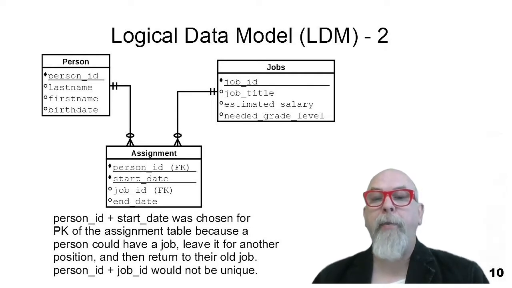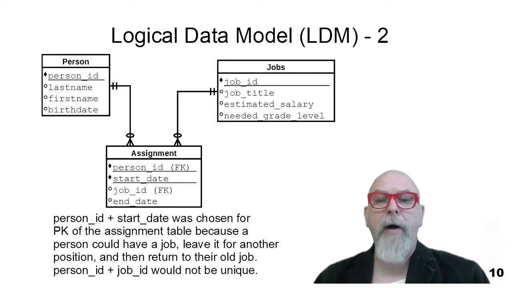You see the foreign keys of the job table and the foreign key of the person table on the assignment table to implement the one-to-many relationships. And I chose, in this example, the person ID and the start date for the assignment primary key.